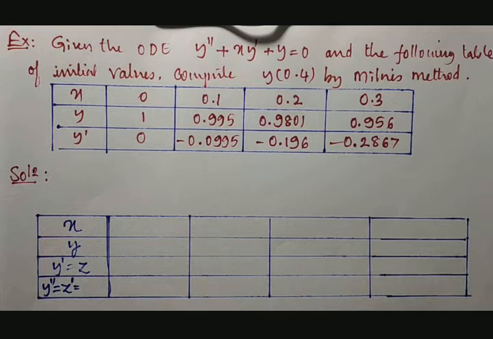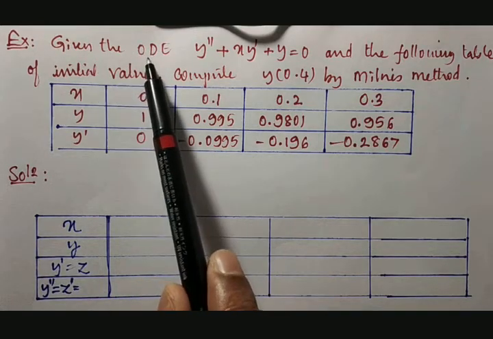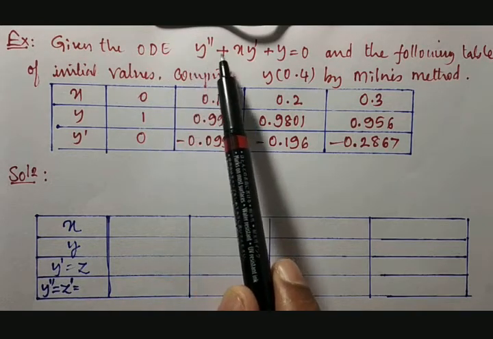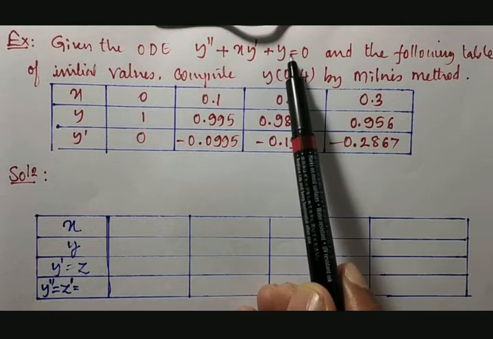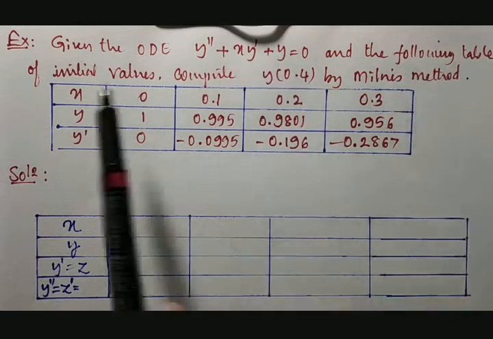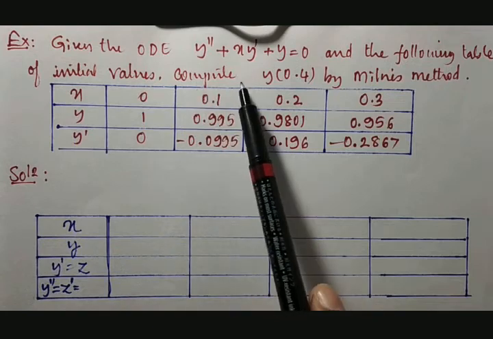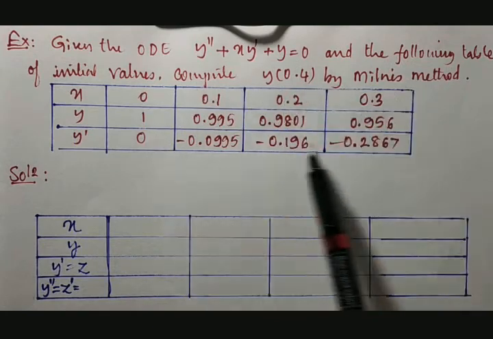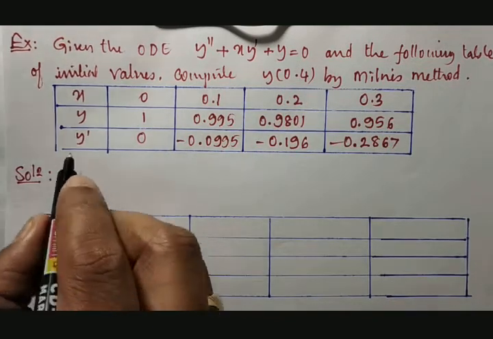In this session, we are going to discuss an example of a second order ordinary differential equation by using Milne's method to obtain a numerical solution. The given ordinary differential equation is y double dash plus x y dash plus y is equal to 0, and the following table of initial values is given. Then compute y of 0.4 by using all these values. Therefore, what to do?